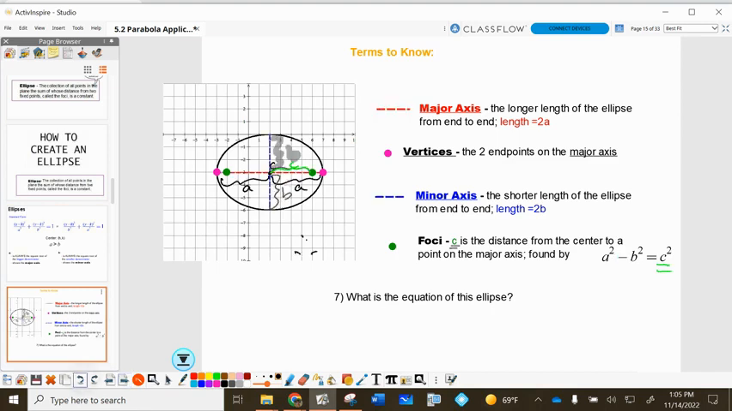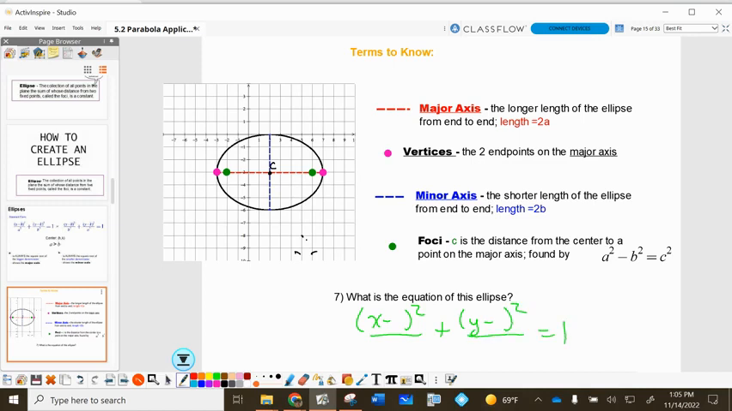Or at least get that to pop up. There's more than one way to solve a problem, that's for sure. Okay, so what we need to do, we know our formula is going to be (x minus something) squared over something plus (y minus something) squared over something equals 1.